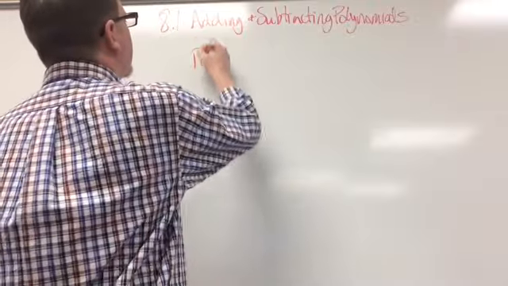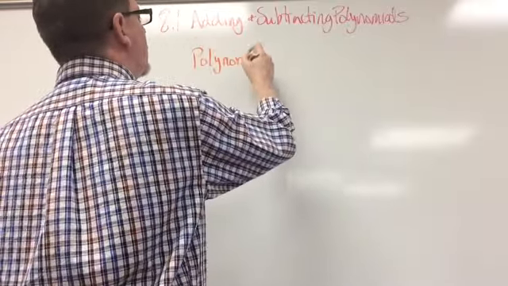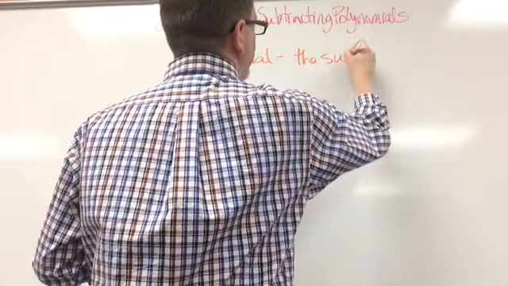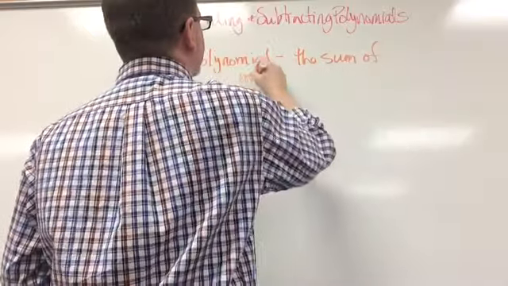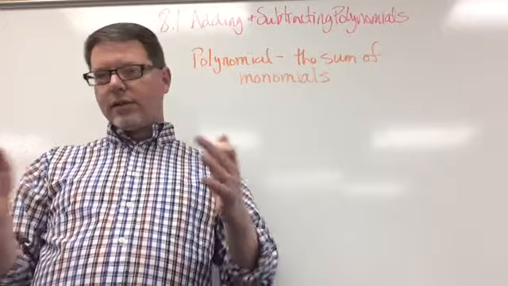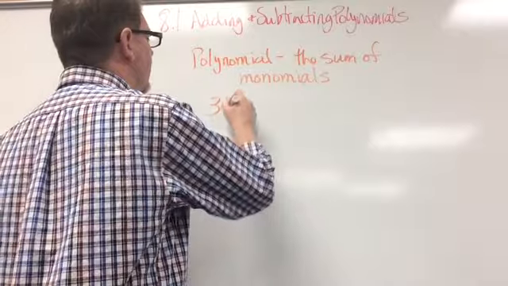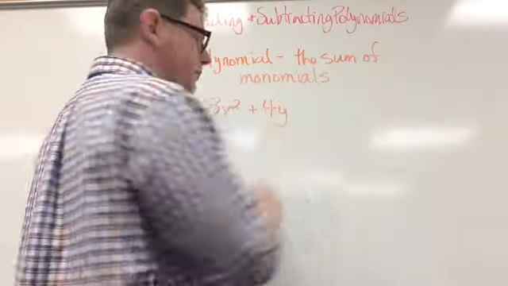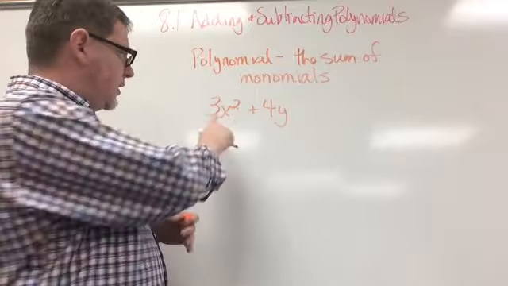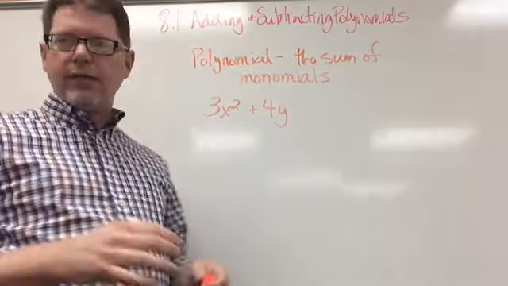So we're going to say a polynomial is the sum of monomials. Simple as that. If I have a series of monomials that are being added together or subtracted, because subtraction is the same as adding, then that would create a polynomial. So for instance, 3x squared plus 4y is a polynomial. This is a monomial, and that is a monomial, so I have two monomials being added together. That makes it a polynomial.